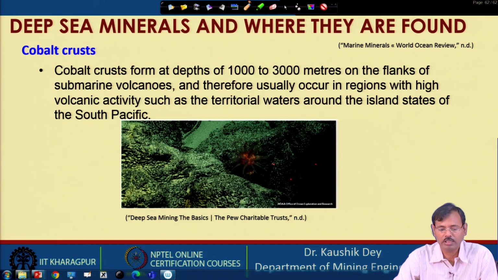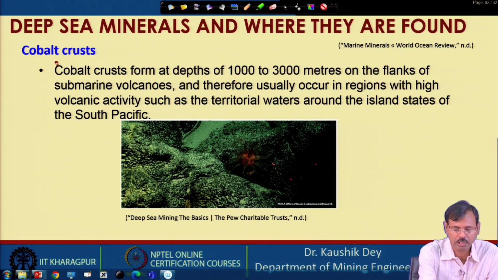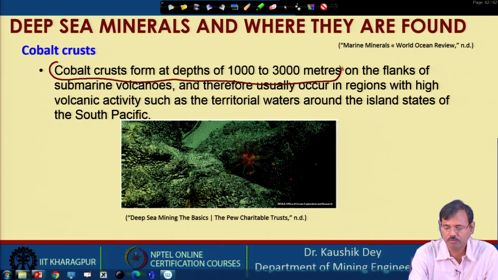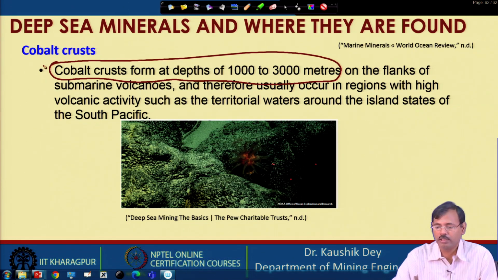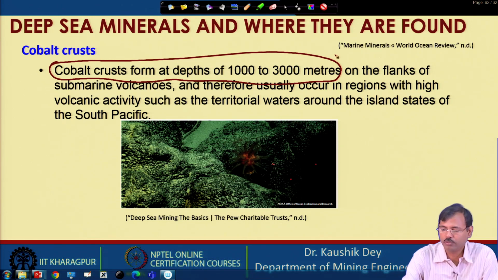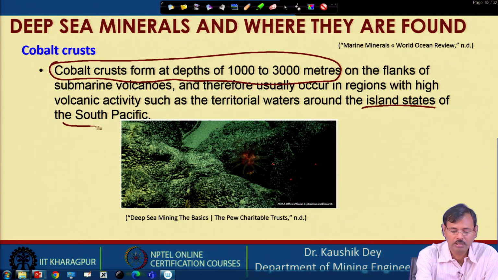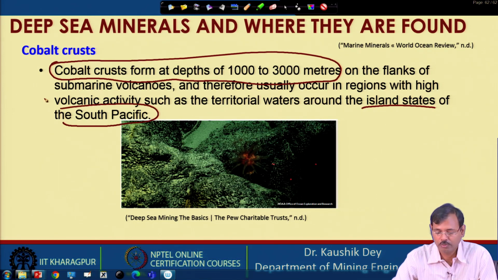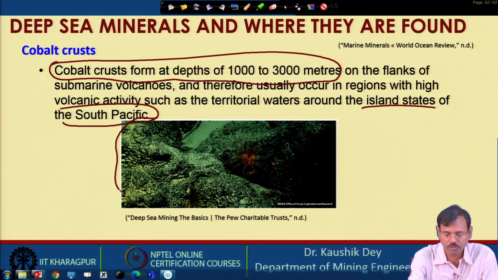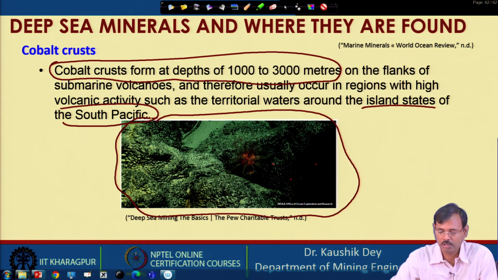Similarly, we have cobalt crust. Cobalt crusts are in general available at a depth of 1 to 3 kilometers and on the flanks of submarine volcanoes, and therefore usually occur in regions of high volcanic activity. It has been found in the island states of the South Pacific, where significant cobalt crusts are available, and this is the photographic view of the cobalt crust as obtained from the website.